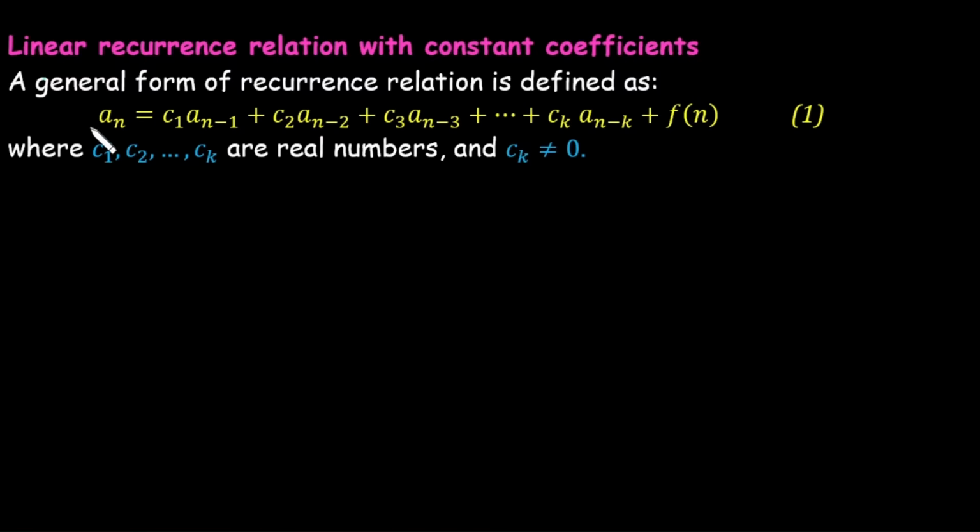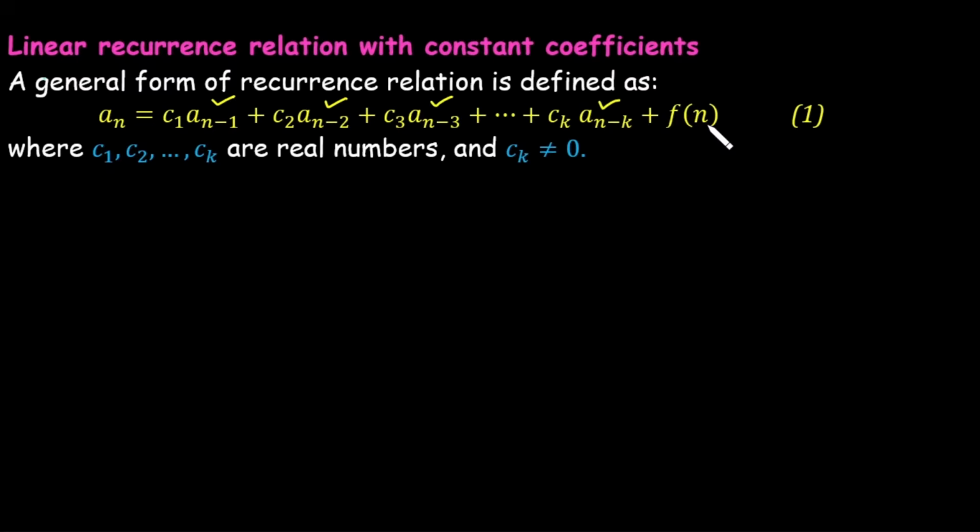So here we have taken the recurrence relation where a_n is defined in terms of the a_(n-1) term, a_(n-2) term, a_(n-3) term, up to a_(n-k) term, and something extra that is represented by f(n). And all these c1, c2, c3, ck are real numbers. And here we have taken the condition that ck is not equal to 0. It means we have used k terms from the sequence: first term, second term, third term, and the kth term to calculate a_n.